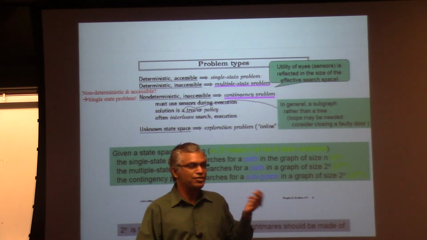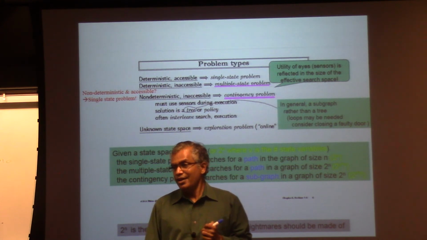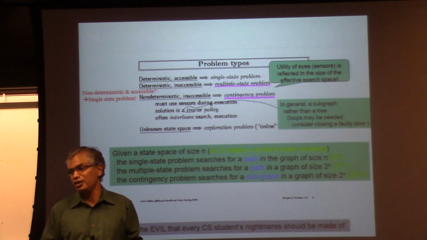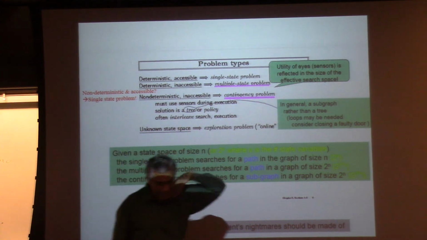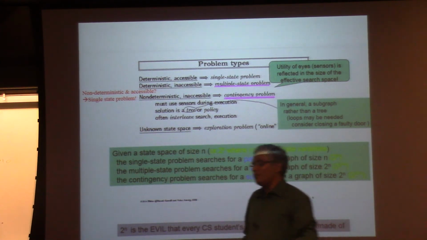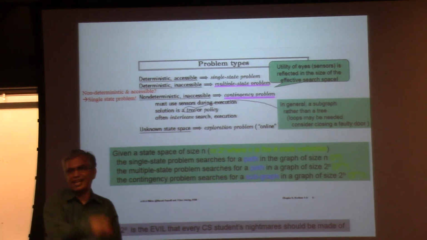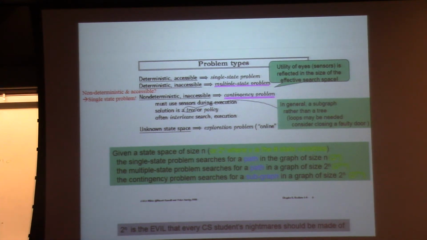It turns out the number of states hasn't increased, because accessibility is still there. So you know which state you are in by opening your eyes. The only difference in the non-deterministic and accessible case is that you no longer come up with a single sequence and say this is the plan, I'll do the first action, second action, third action. Instead, you come up with what is called a policy.